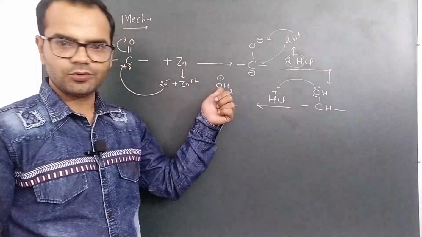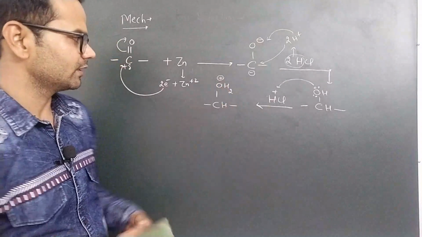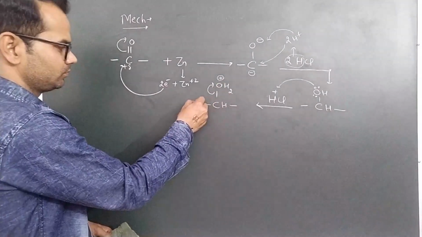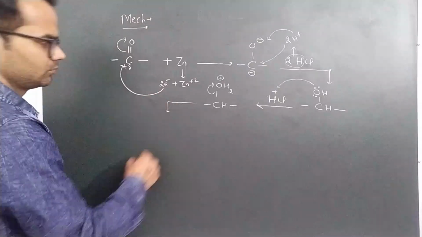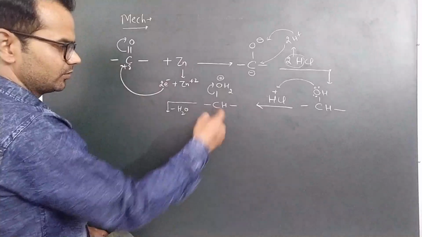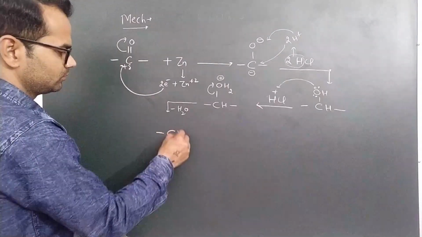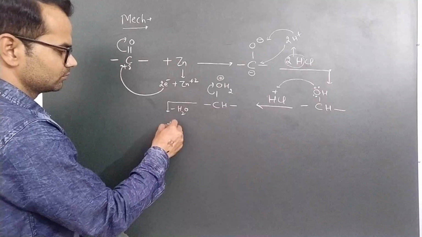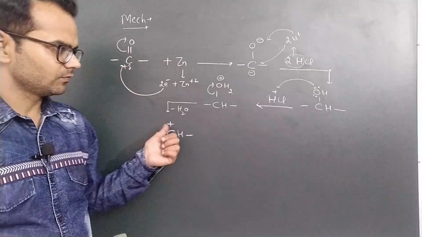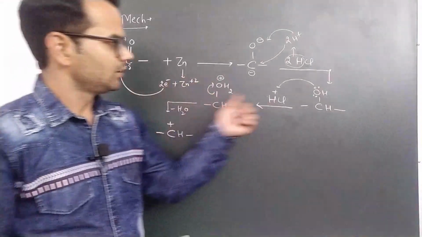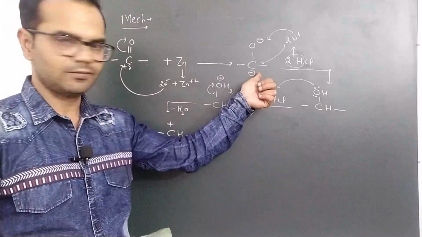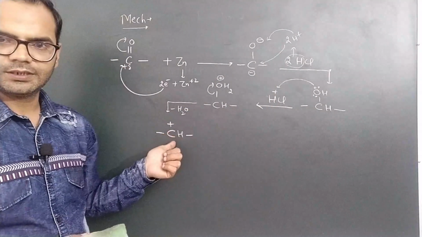There is a positive charge on a more electronegative atom, so it will withdraw its electrons from this bond, resulting in the water molecule being eliminated, and carbon will now acquire a positive charge. So again we have the formation of a carbocation. Before we had a carbanion, and now we have a carbocation.